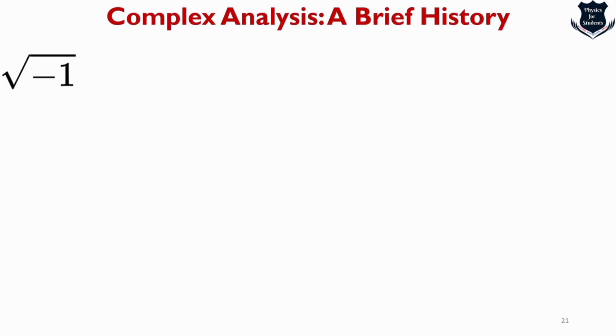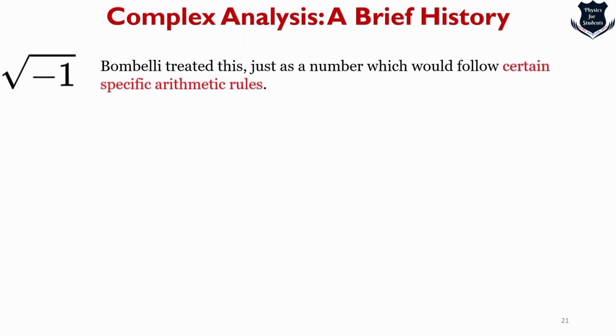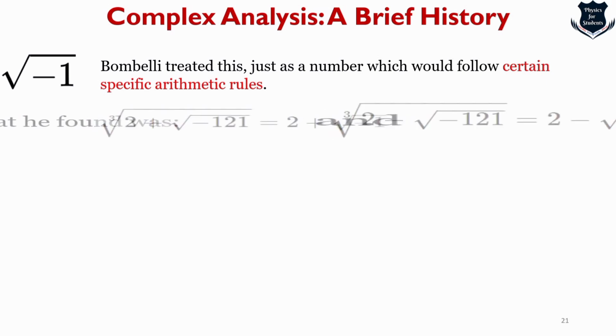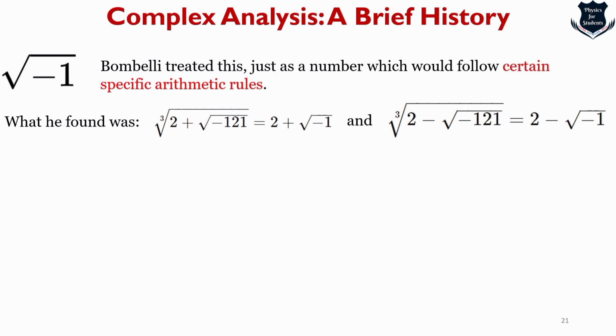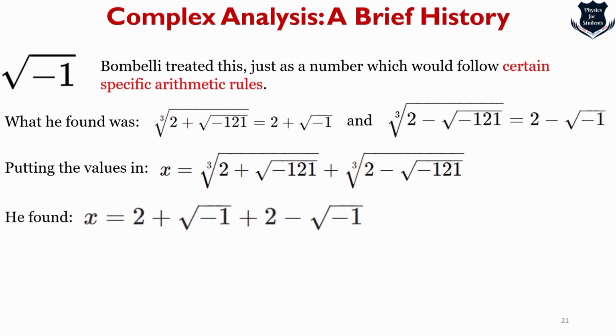Now, Bombelli's great insight was simply to treat the square root of -1 as a number and to operate with it using specific arithmetical rules, the same kind of rules that we follow nowadays. And he found that if this cube root of this and this equals this, then substituting the values in this big equation, what he got is this.